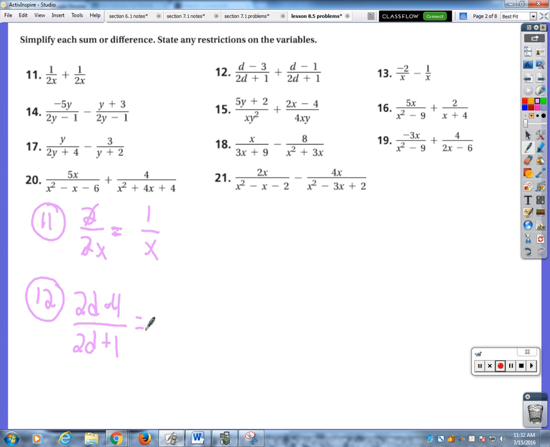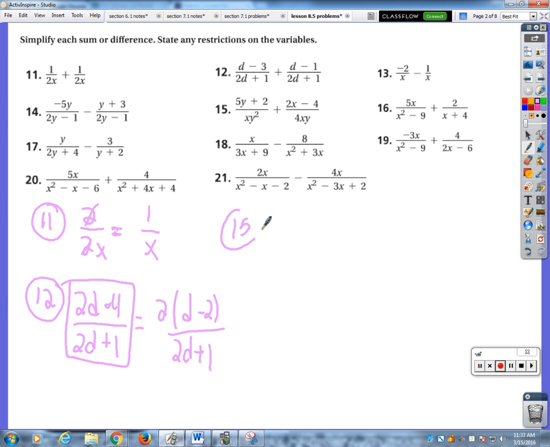Now, you might try and factor this because you would notice what factors out of 2d minus 4? A 2, so I can factor 2 out of there and change it into a multiplication problem like that. But then this d minus 2 and that 2d plus 1 are not the same. And so really this is your final answer right there. Okay? All right, so those are just some easy little warm-up ones where you already had a common denominator.